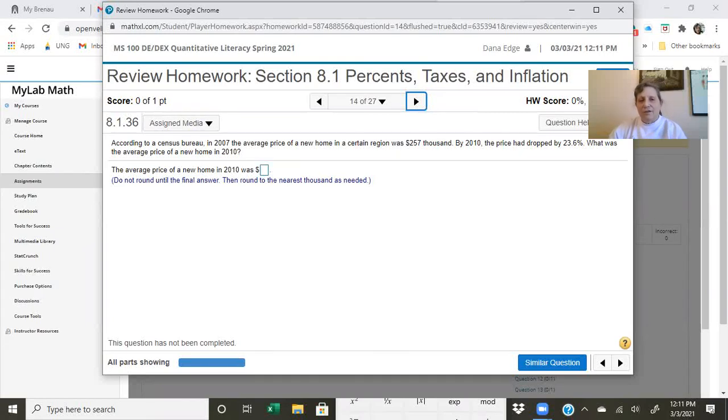There are two situations where they will give you an increase or decrease percentage, and either the original price or the resulting price. In this particular instance, it says the average price of a new home in 2007 was $257,000. And then by 2010, the price had dropped by 23.6%. What was the price in 2010?